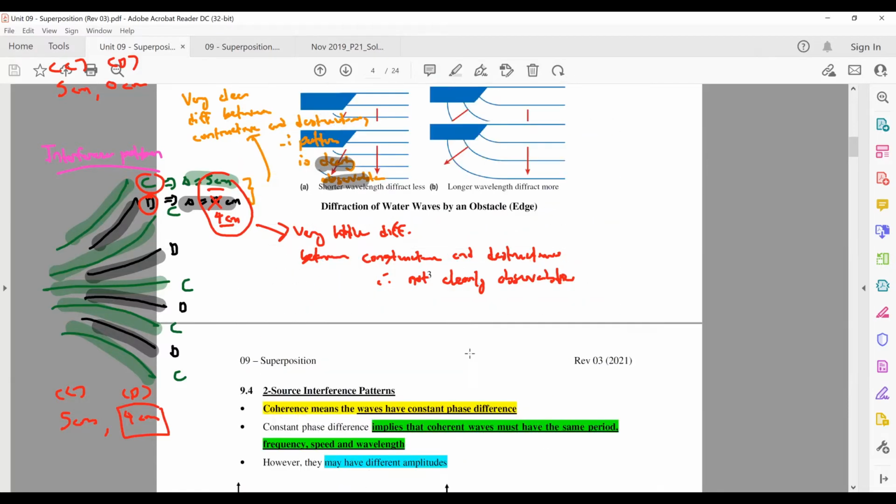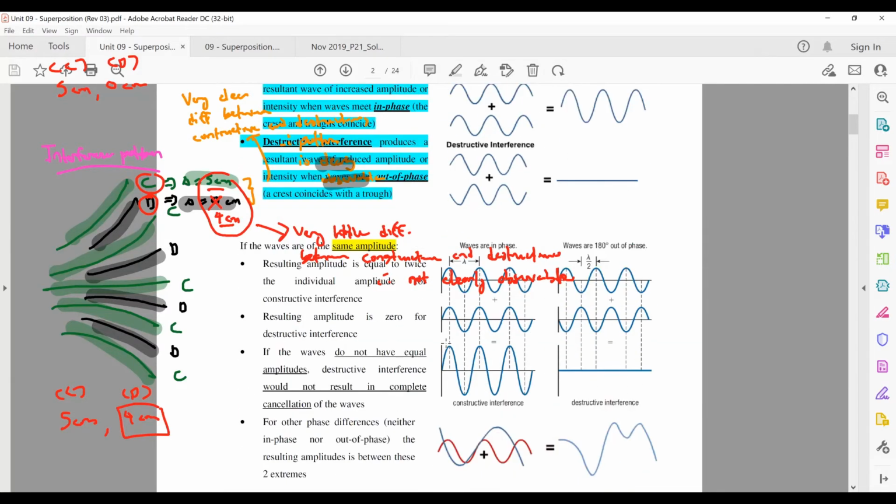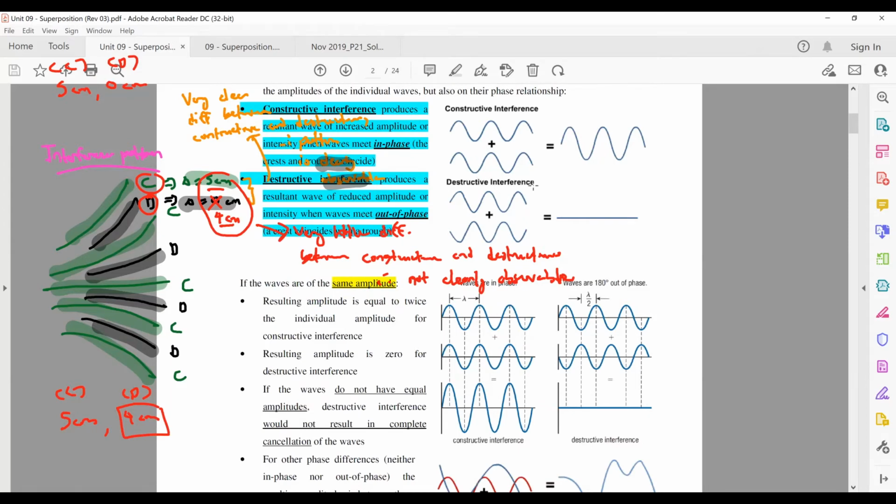So if you look at page 2, this little diagram here, this one, the waves are meeting out of phase, okay? And they have exactly the same amplitude. This one is A, this one is negative A. So your resulting amplitude when they meet is just 0, okay? So here, when the amplitudes are equal, you would have 0 amplitude.